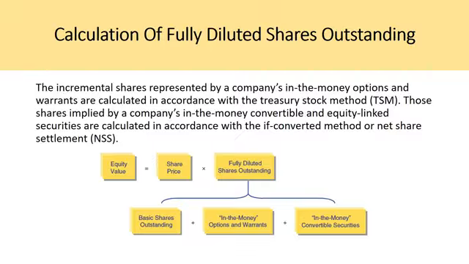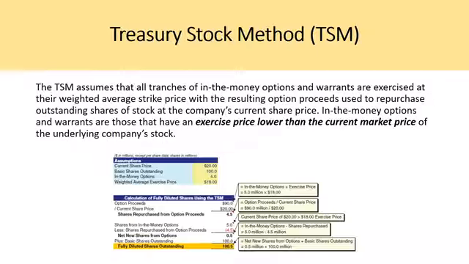Now, the incremental shares represented by a company's in-the-money options and warrants are calculated in accordance with the treasury stock method, the TSM. Those shares implied by a company's in-the-money convertible and equity-linked securities are calculated in accordance with the if-converted method or the net share settlement method. Okay, now the treasury stock method.